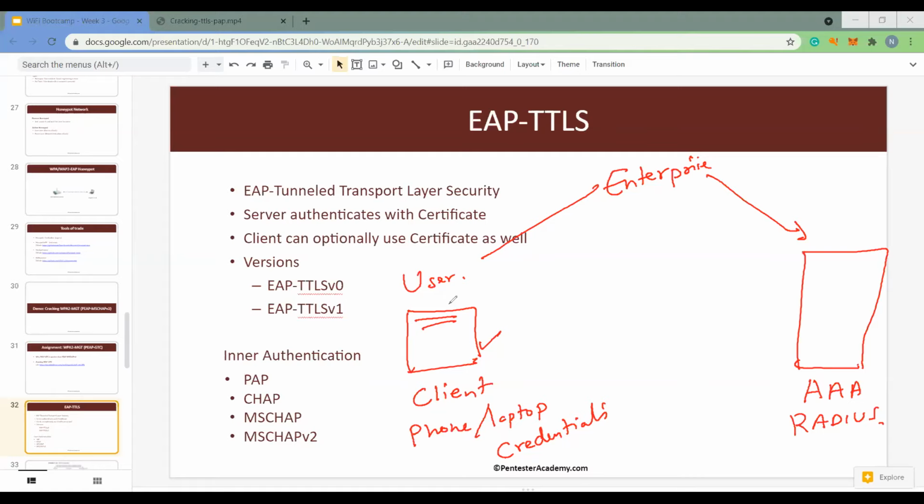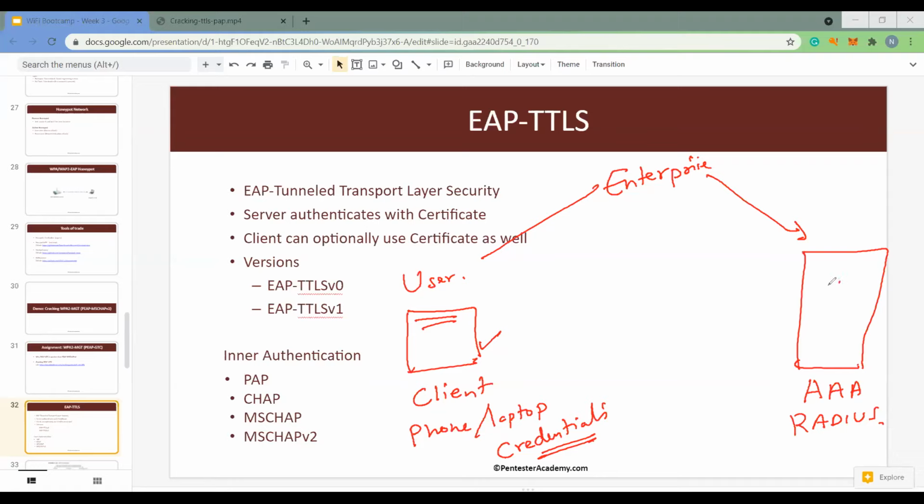Now the problem is your user, right? You have a way to validate the user, but your user does not have any way to validate if it is talking to the real infra. If I have created a honeypot, right? If I have hosted my own fake RADIUS, there needs to be a way for the client to validate the RADIUS before it actually reveals its credentials, right? And for that, we are using the server certificate.